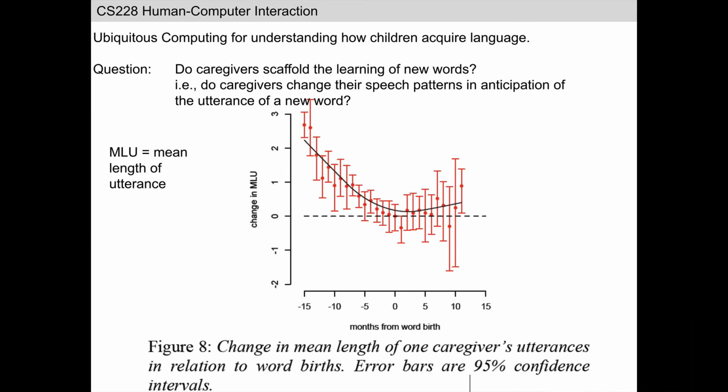You'll notice that after the child has uttered that word for the first time, the mean length of the utterances starts to go up. What is that telling you? What's happening? What does that tell you about the behavior of the caregivers? At least it tells you that they're using longer sentences that contain that word. What does it suggest about the interaction between the parents and the child?